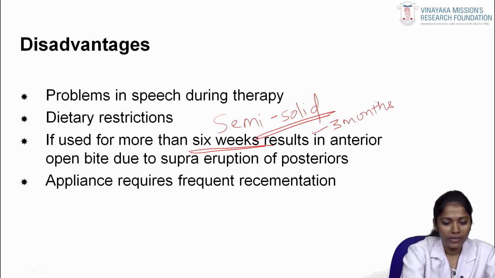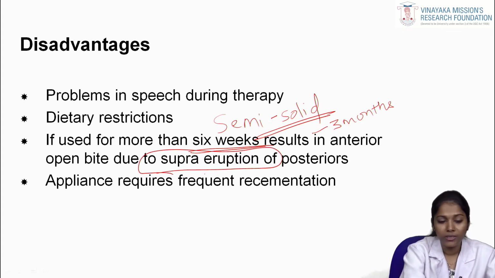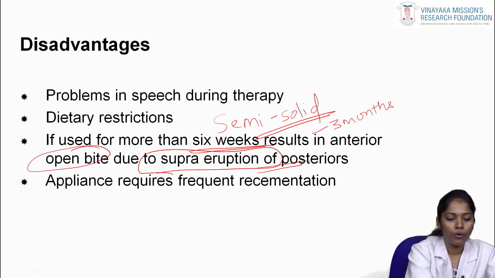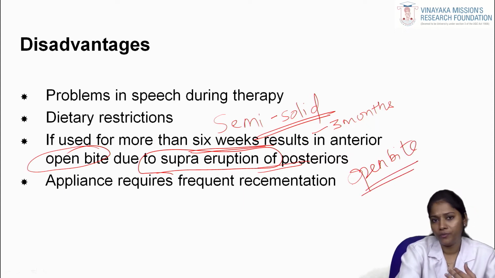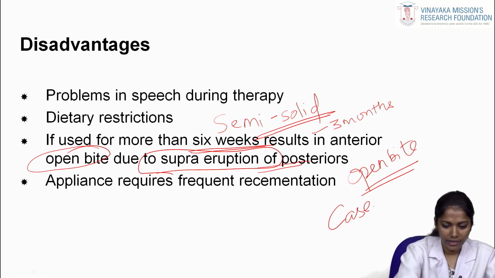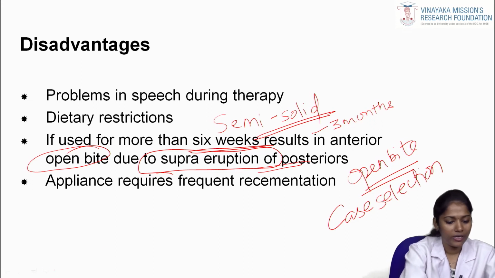the problem with that is it will lead to a supra-eruption of posteriors, because this Catalan appliance acts as an anterior bite plane. That leads to the supra-eruption of posteriors that will cause open bite. So again, the open bite is another important side effect that might happen. We have to be very careful in case selection. We cannot use this in all patients, and this appliance requires frequent re-cementation.